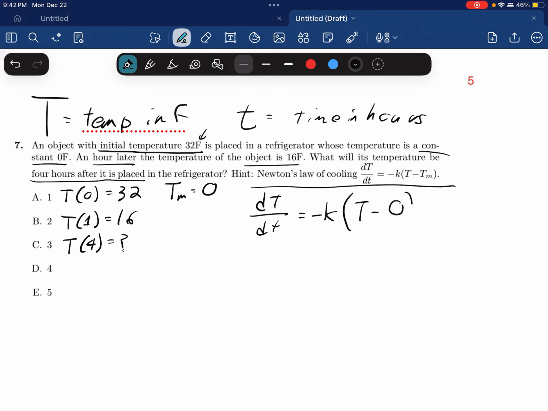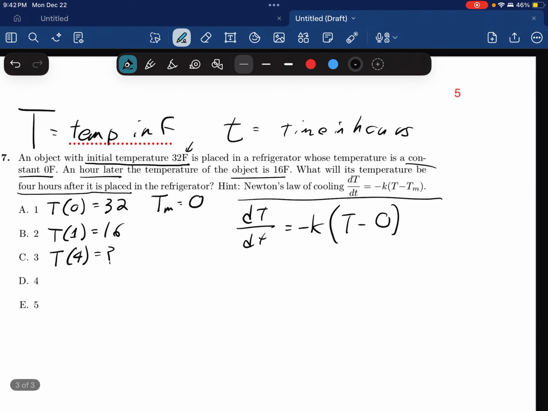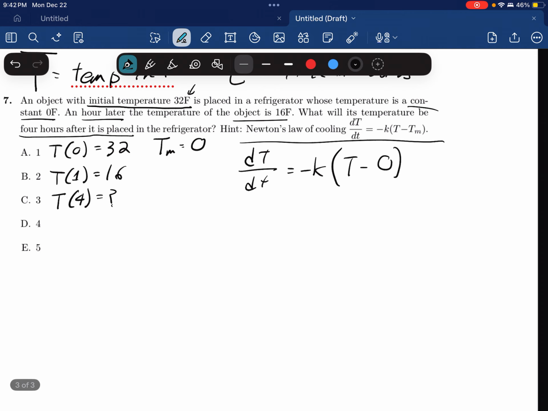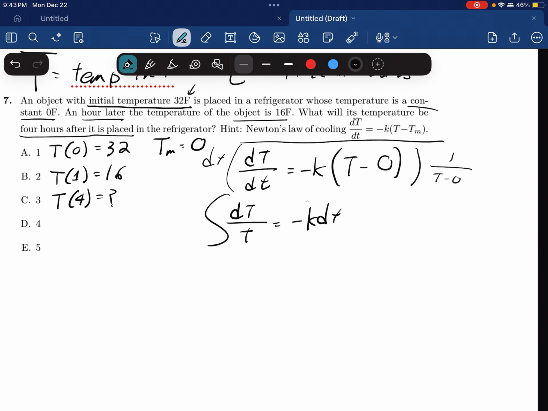We know that Tm equals 0, so we can just write 0. We should recognize immediately that this is a separable equation, which is great for us, because that means it's much easier to solve. So let's get all the uppercase T's on one side and all the lowercase t's on the other side. We can do that by multiplying everything by dt and dividing everything by T minus 0, which is just T. So you get dT over T equals negative k dt.